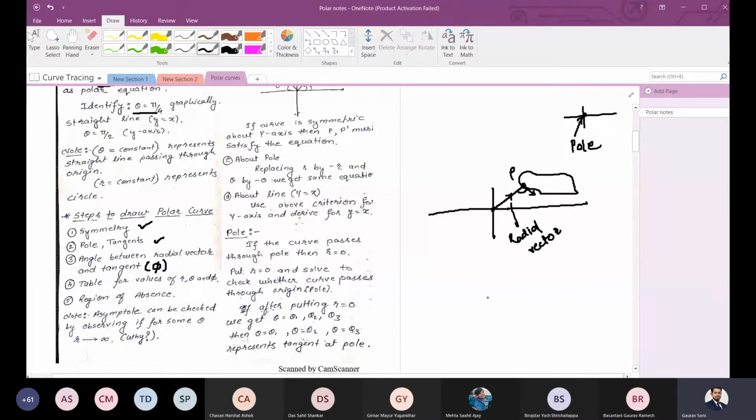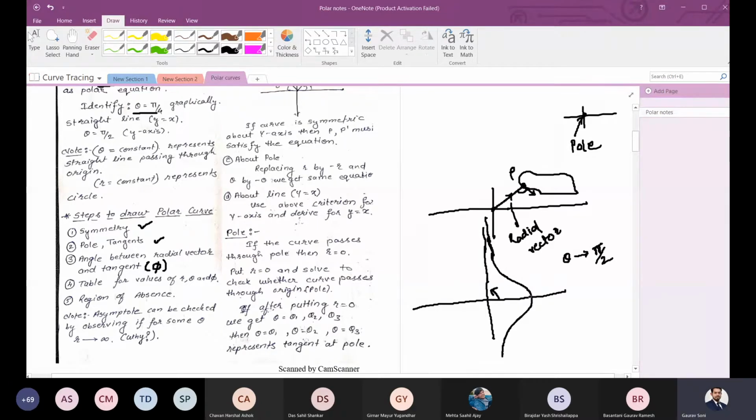So why does r tend to infinity? If you have a curve like this in a polar coordinate system, and theta tends to pi by 2. What is theta? Theta is the angle made with the positive direction of the x-axis. You can see that if this theta goes near to pi by 2, what is happening to r? This curve is going to infinity. What is r? r is nothing but the distance from the origin.